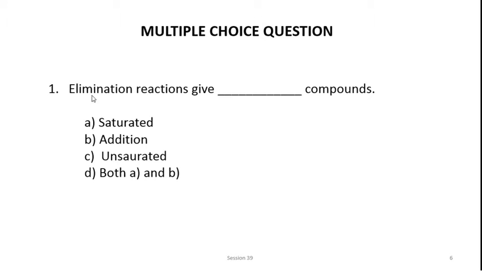So the options here are saturated, addition, unsaturated, both A and B. Elimination reactions give dash compounds. So they can never give you saturated compounds because you are going to remove atoms. They will never undergo addition because addition and elimination reactions are reverse, and hence the right answer will be C, that is, elimination reactions give unsaturated compounds.